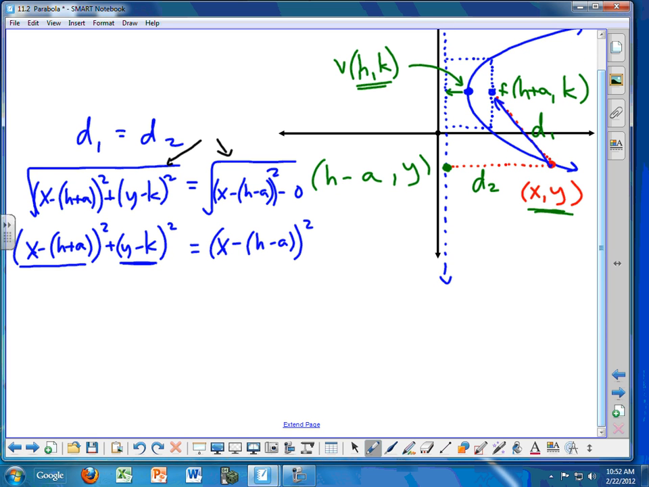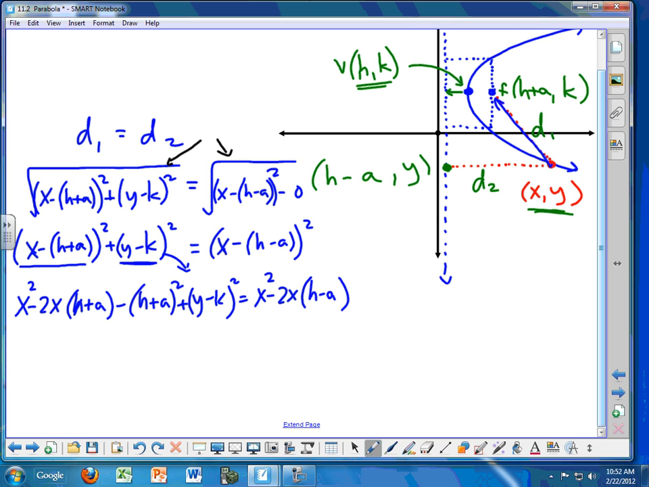I'm going to square this binomial. That'll produce x squared minus 2x times h plus a, and then minus h plus a squared. Carrying down my other portion here, y minus k squared. On the right-hand side, that's going to be x squared minus 2x quantity h minus a plus h minus a quantity squared. And here we see an x squared that drops out entirely. I don't see a whole lot other things dropping out until I distribute.